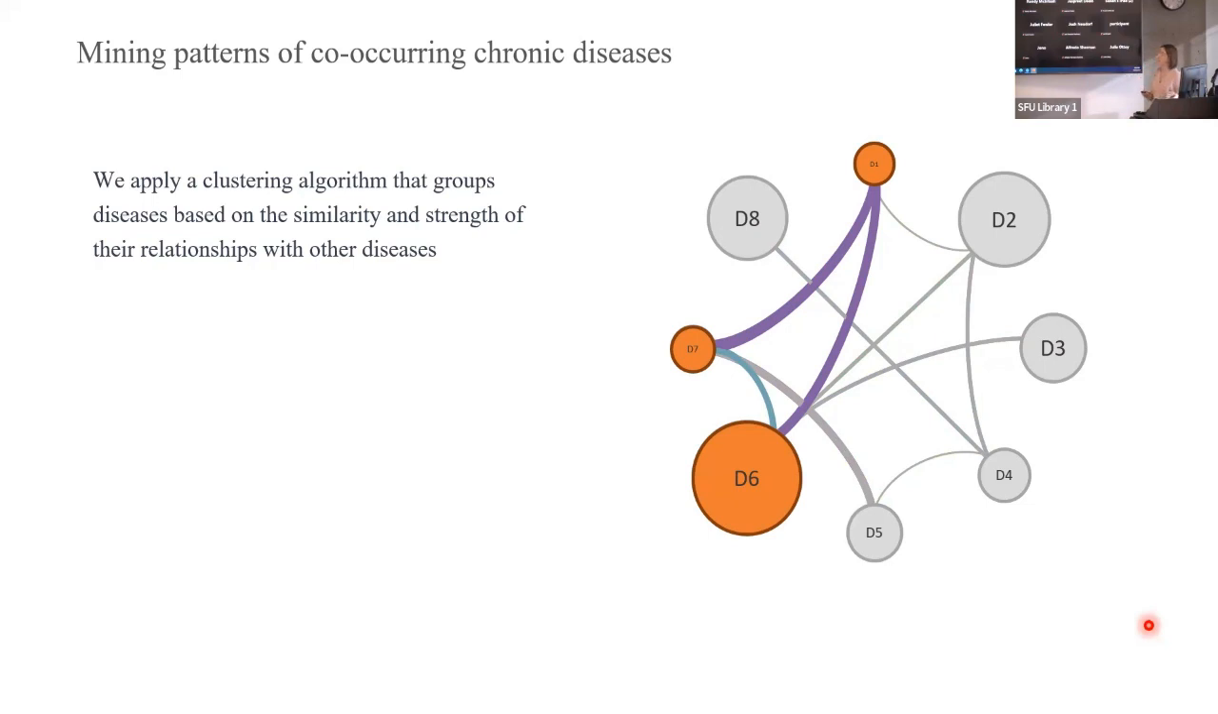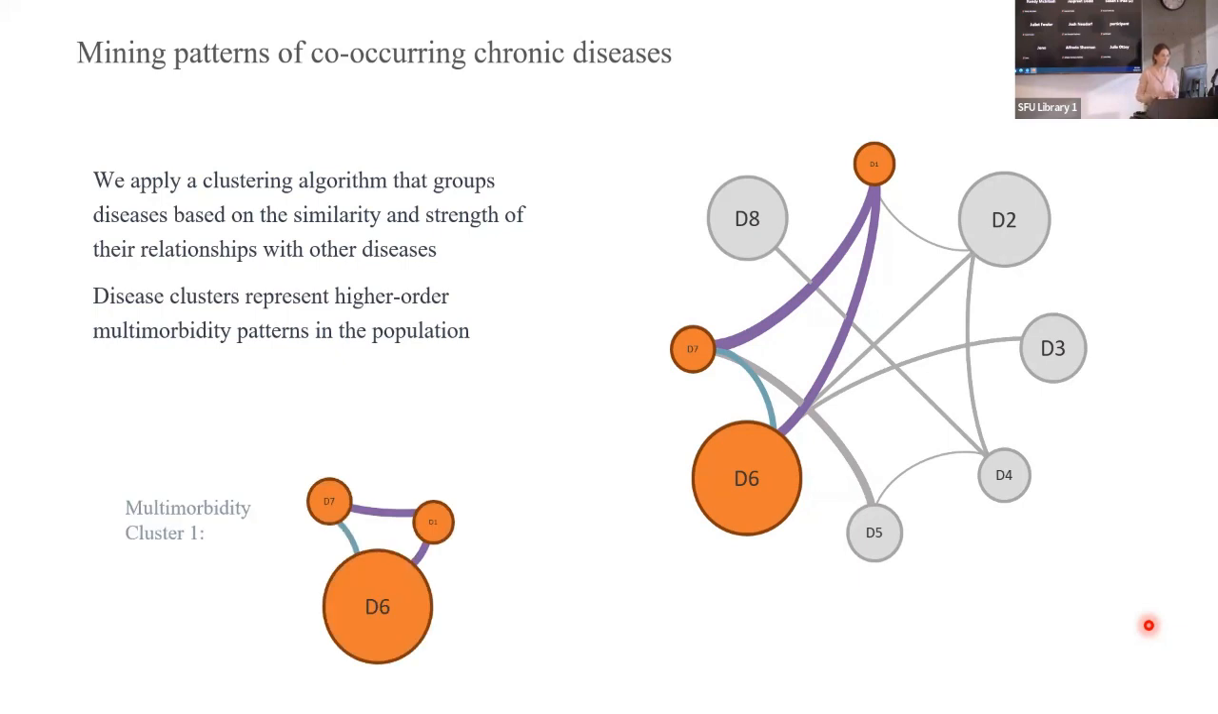If you think of a social network analogy, we would be grouped together if we talked to more of the same people, essentially. If you have more people in common, you'll get grouped together. And from this, we can extract some clusters, which represent, again, those higher order disease patterns in the population.